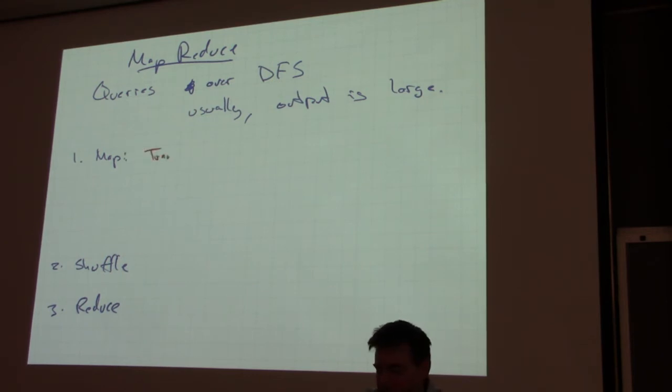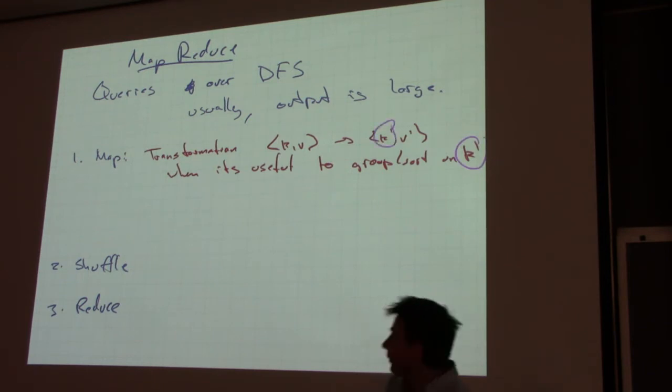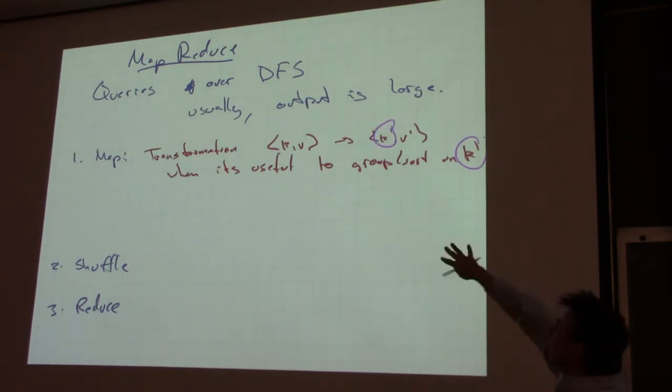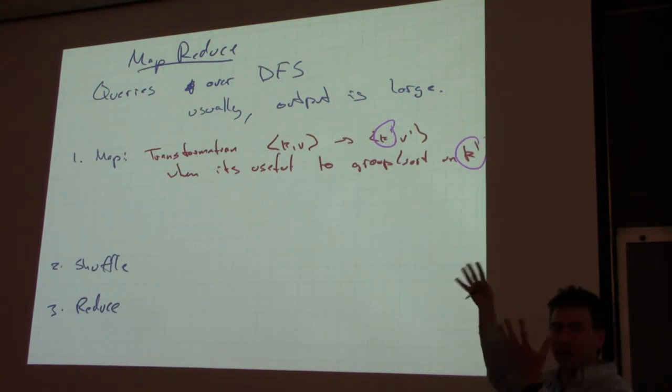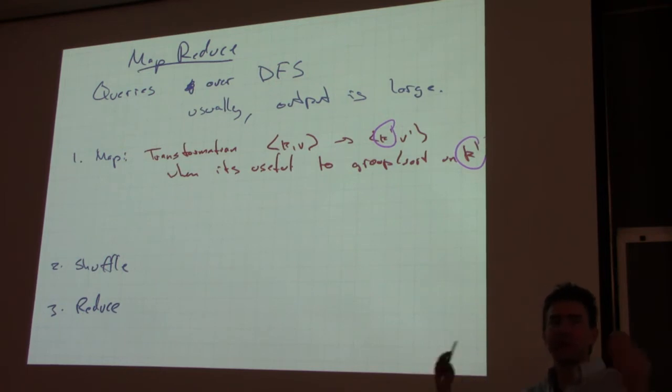The map phase is a transformation of a key value pair into another key value pair, where it's useful to either group or sort on K prime, right? So K prime is the key of the new key value pair. Okay, so I'm taking the key value pair and transforming it again. Everything is stored as key value pairs, but now the new key is something that I want to group things by, right? So if I want to find all of the Wikipedia articles that list someone with the name Jeff, right?